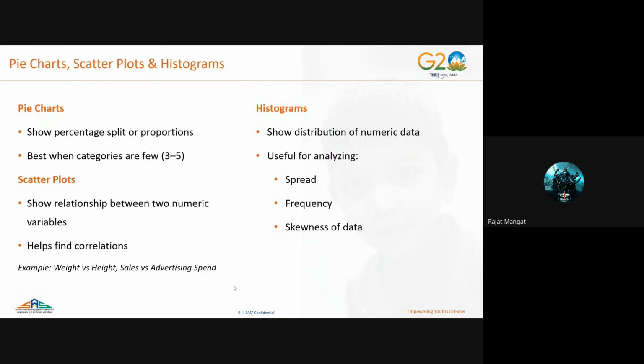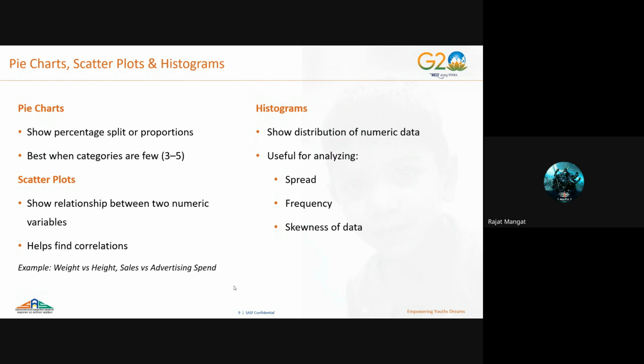Scatter plots show the relationship between two numeric variables and help find correlations. We will see scatter plots in detail in later sessions. So it is used to show the relationship between two numeric variables, how close they are, how far apart they are. So you can easily derive insights from that, whether a value lies in the range of this numeric value, or how much distance is between them. It is basically used to calculate the difference.